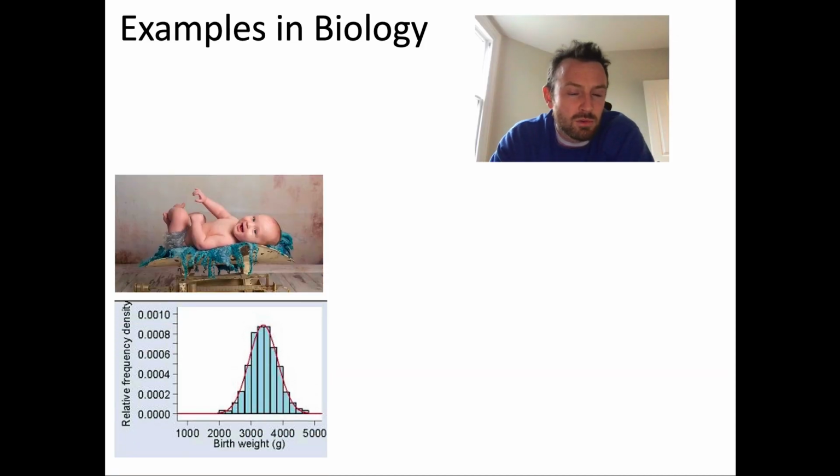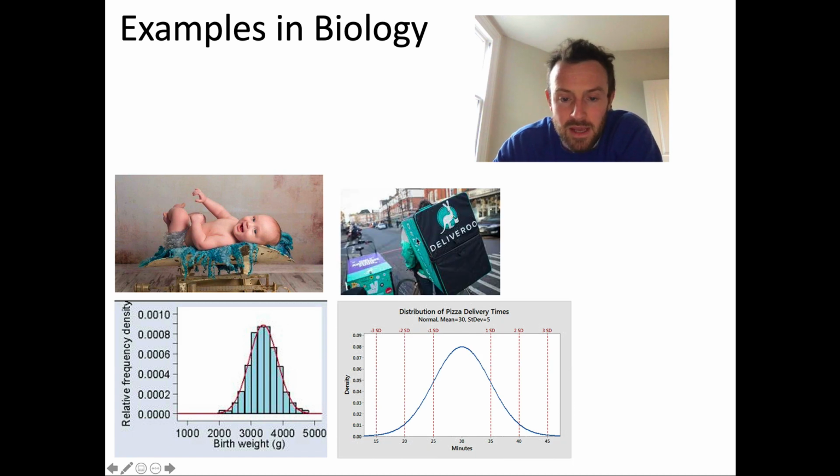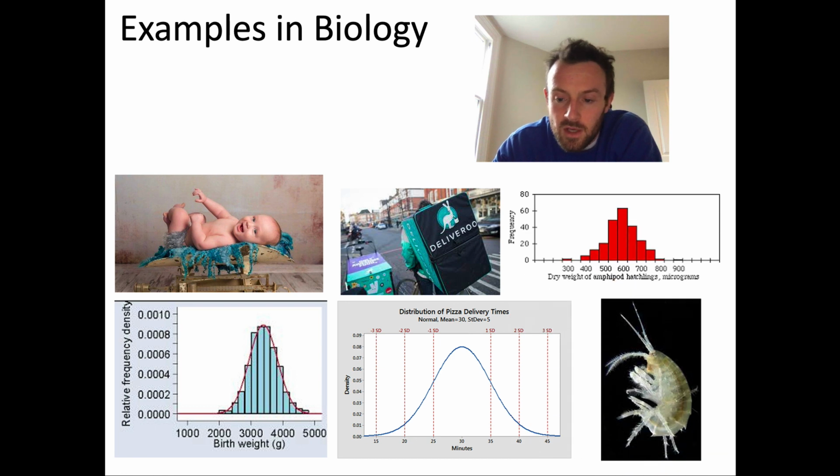So examples of normal distribution in biology might be the birth weight of babies. It might be the distribution of pizza delivery times. So, especially if this is a biologically powered delivery, someone's cycling, some people are going to be very fast cycling and some people are going to be slower cycling, and we'd expect it to be normally distributed around there. Another example is hatchling weight, not of babies, but of amphipods. So this is the weight of amphipod hatchlings in micrograms, and that's pretty much normally distributed.